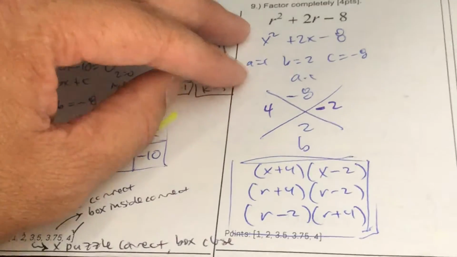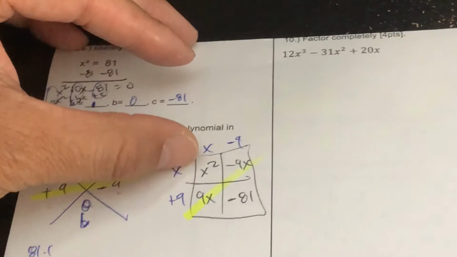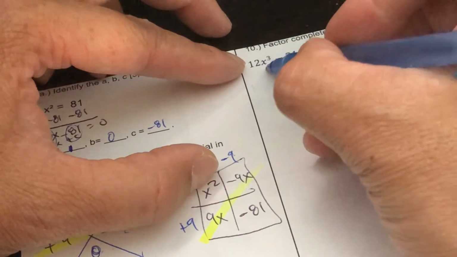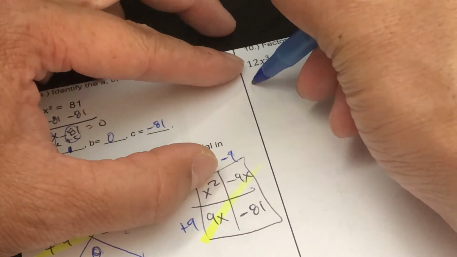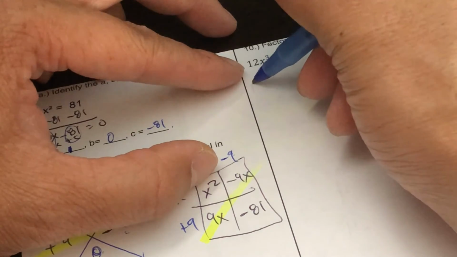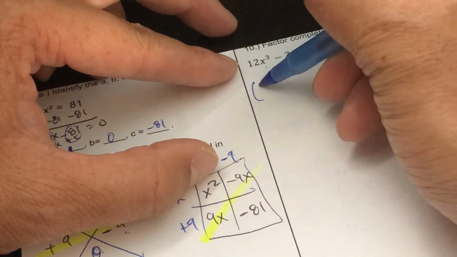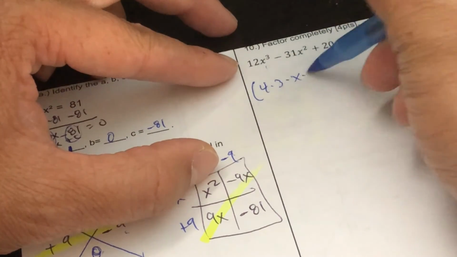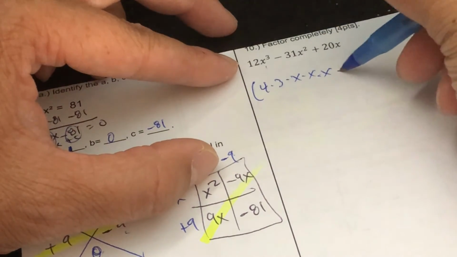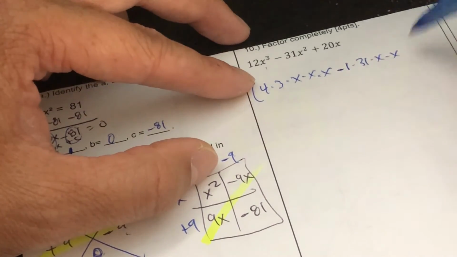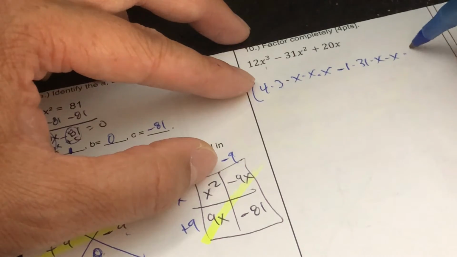Okay. And then the last question, factor completely here. Okay, so let's break down all the factors. You would have something like, let's see, 12 can be 6 and 2, 3 and 4, but none of those have anything in common, but you could try 4 and 3. 31 is a prime number, so it's just 1 and 31. And then 20 could be 4 and 5.